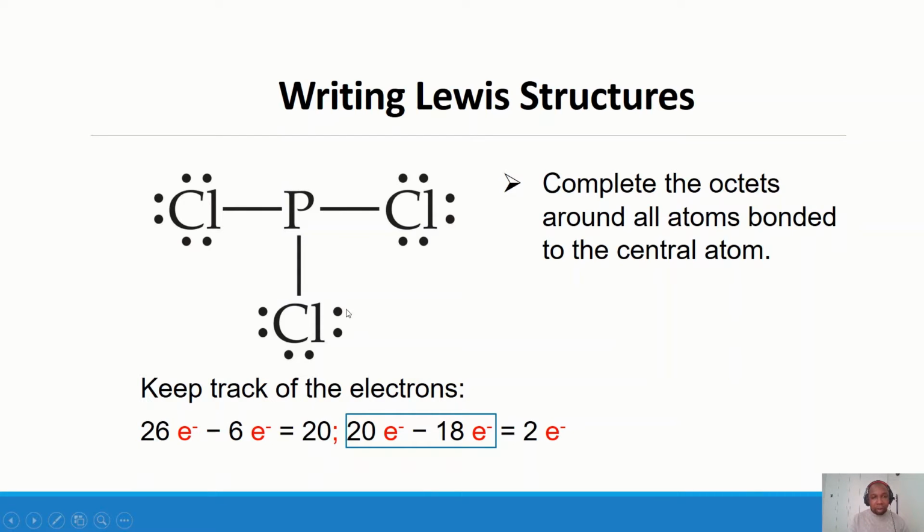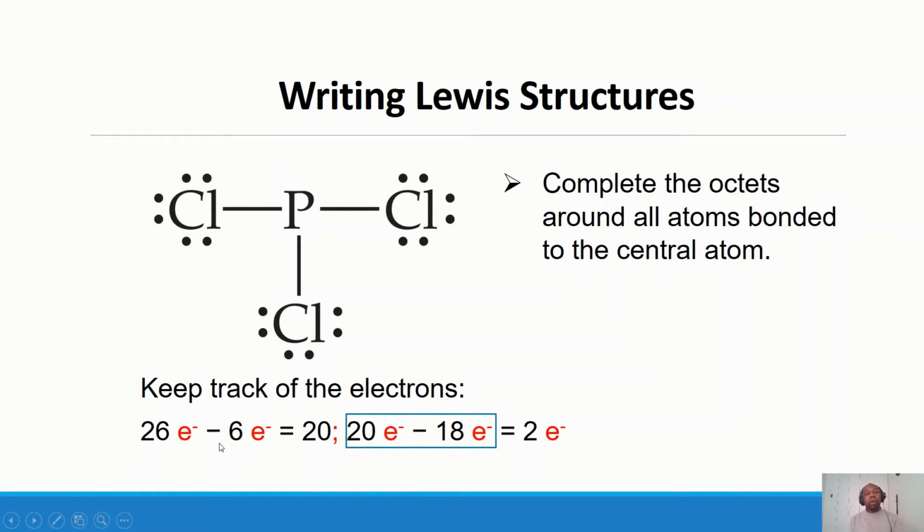The same thing is also applicable to this chlorine, and the same thing is also applicable to this chlorine. But now, let's check our central atom. How many electrons do we have around the central atom? Is it 8? Let's see. Remember, this is 2 electrons, this is 2 electrons, this is 2 electrons. That means we only have 6, remaining 2 electrons.